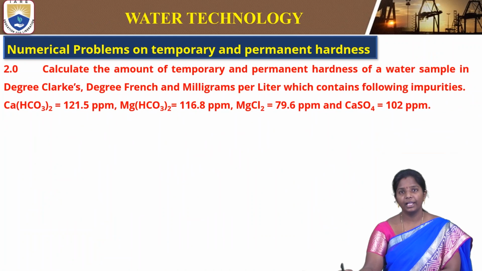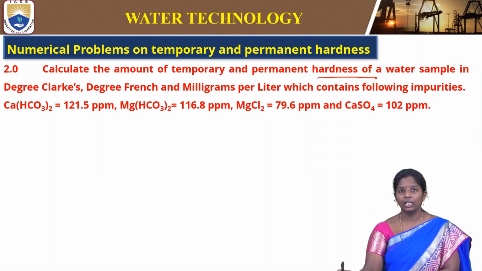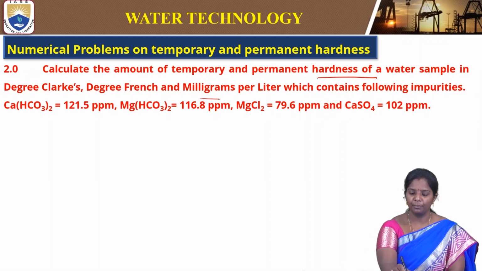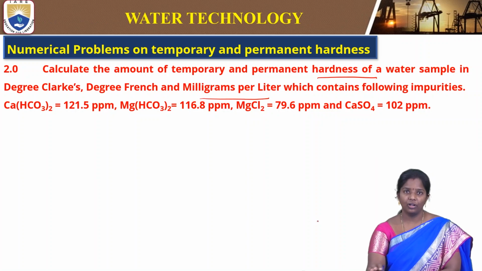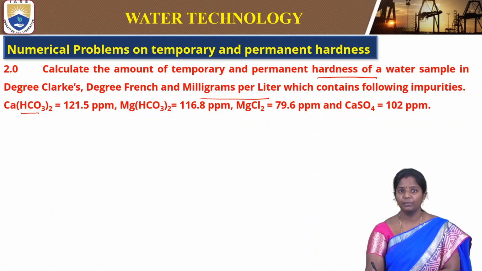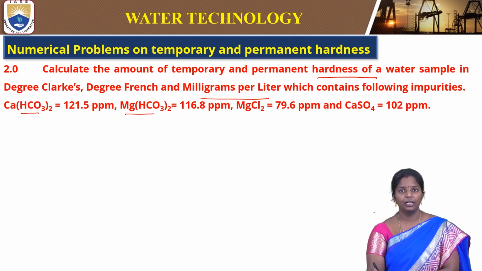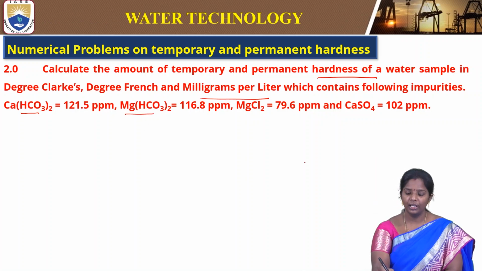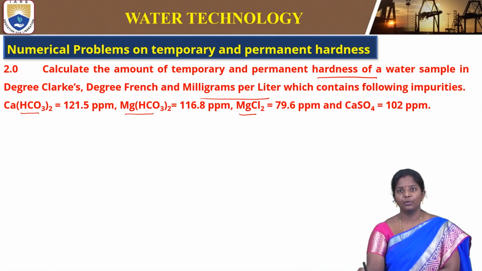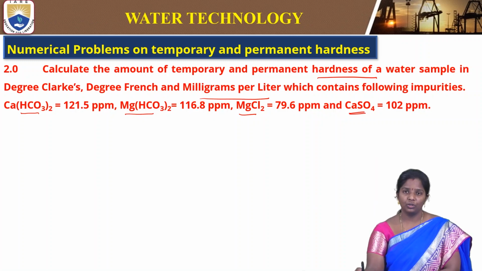Next, calculate the amount of temporary and permanent hardness of a water sample in degree Clark's, degree French and milligram per liter, which contains the following impurities. There are bicarbonates present: calcium bicarbonate, 121.5 ppm; magnesium bicarbonate, 116.8 ppm; magnesium chloride, 79.6 ppm; and calcium sulfate, 102 ppm.